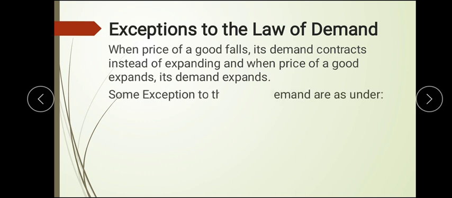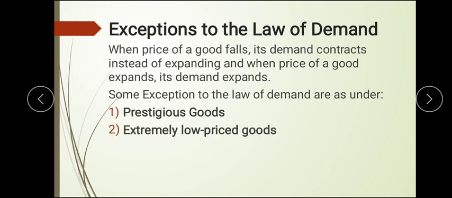Now let us see which goods are there. First is prestigious goods. Prestigious goods means those luxurious or comfortable goods, very expensive goods, also called prestigious goods. Then, extremely low price goods: goods whose price is very low, and the expense incurred on them is negligible.